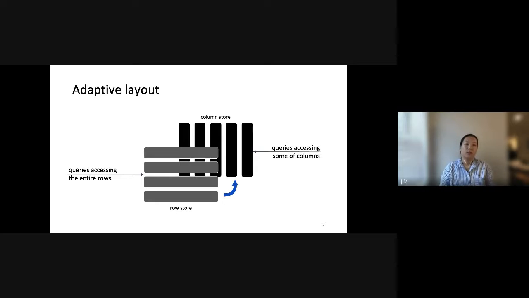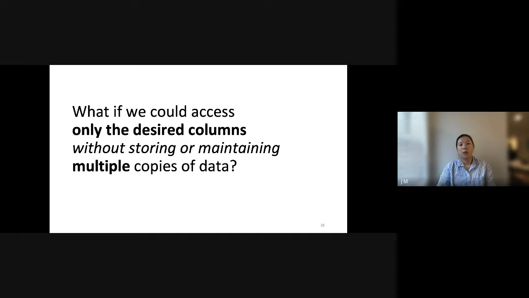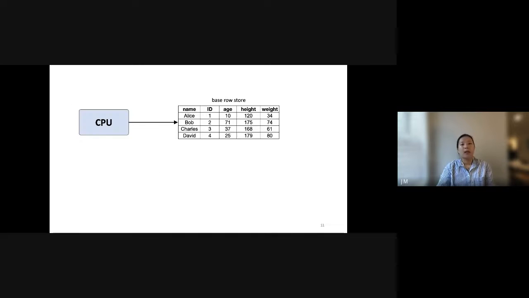These layouts can support efficient performance for any types of query. However, they need to keep multiple copies of data with different layouts. This requires heavy bookkeeping and higher complexity, which makes the code less scalable and harder to maintain. So what if we could access only the desired columns without storing or maintaining multiple copies of data? In other words, what if the optimal layout is always available?